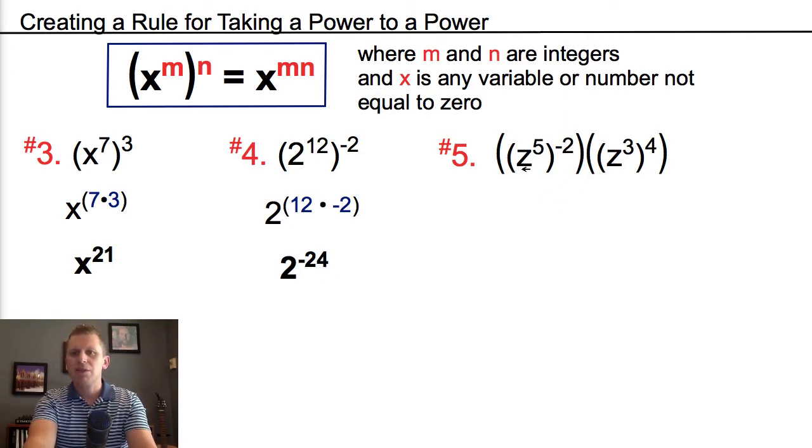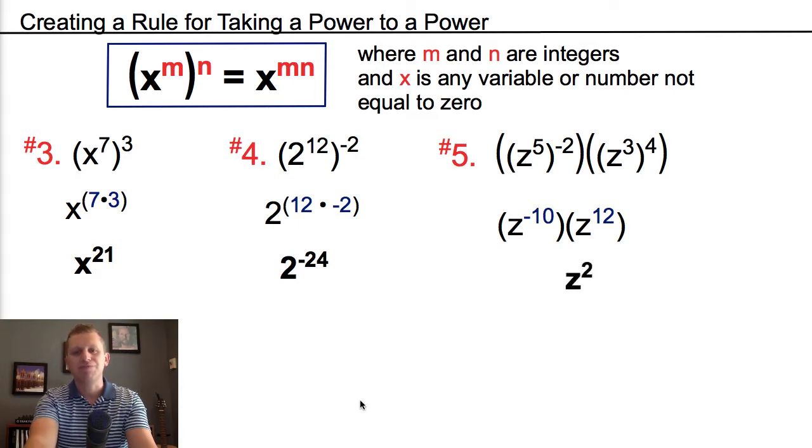Here what I have is a little bit trickier. I have a product of two exponents to another power, a power to a power, and a power to a power. A lot of powers. Let's simplify this. Here, if I take a power to a power, I multiply. This would say 5 times negative 2, or z to the negative 10th, and here 3 times 4 would be z to the 12th. Now I'm back to the old school rule. Look how I'm multiplying two things with the same base. When you multiply two items with the same base, you add the powers, and this would become z squared.